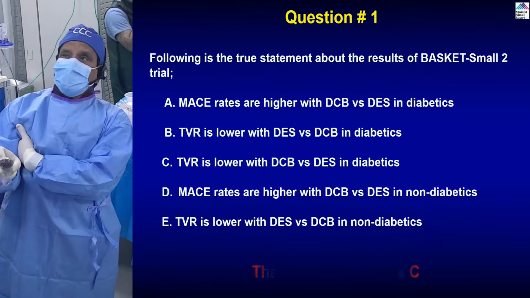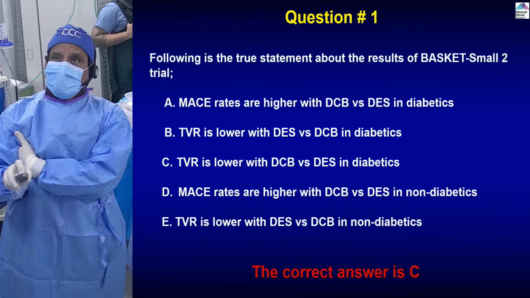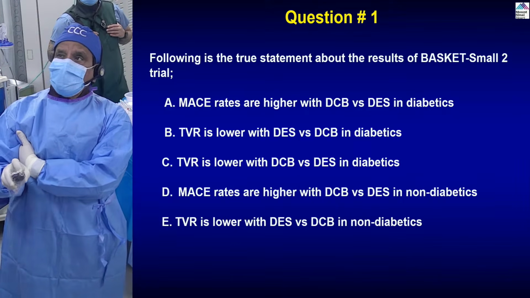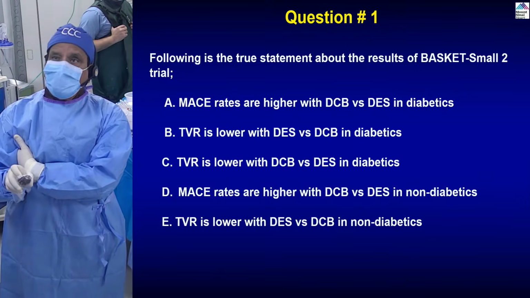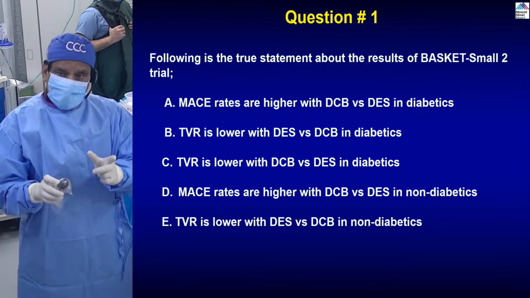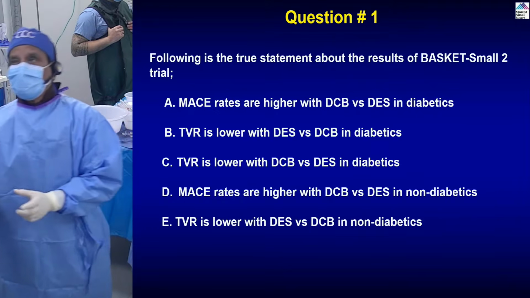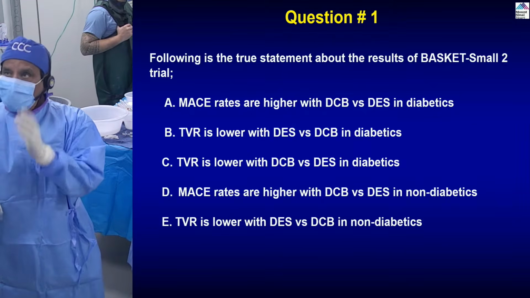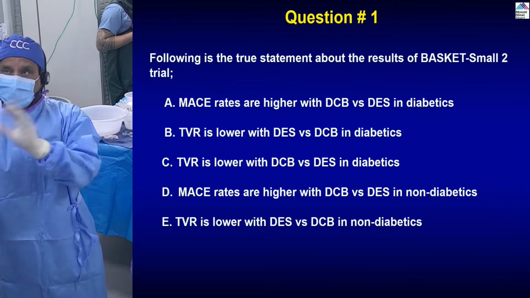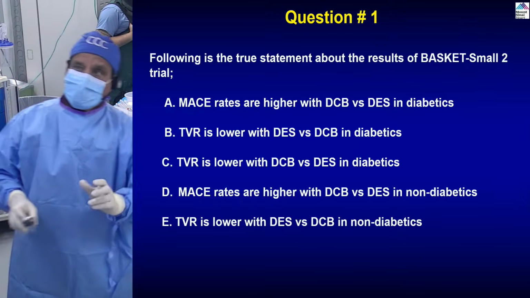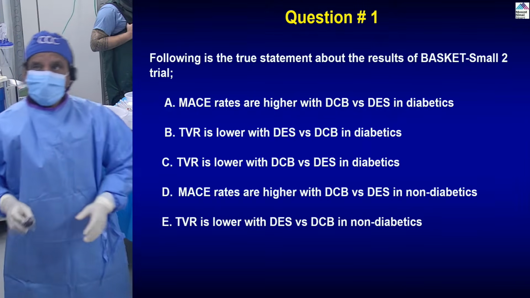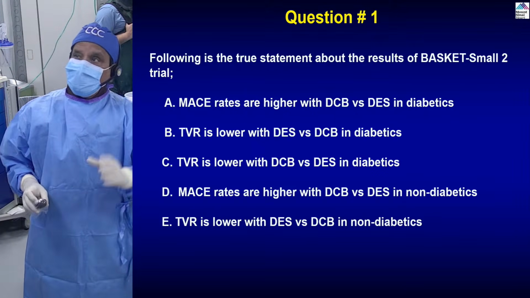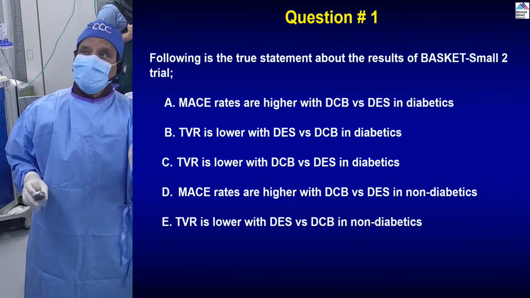So let's come to our three questions. Which of the following is the true statement about the results of the BASKET-SMALL 2 trial? I'm putting it here, not except. Usually I always have a question with except, which means what is wrong. Here it is what is right. So Anu said that you always put a question of the wrong. I said let's modify it this time. So BASKET-SMALL, what is the true statement?